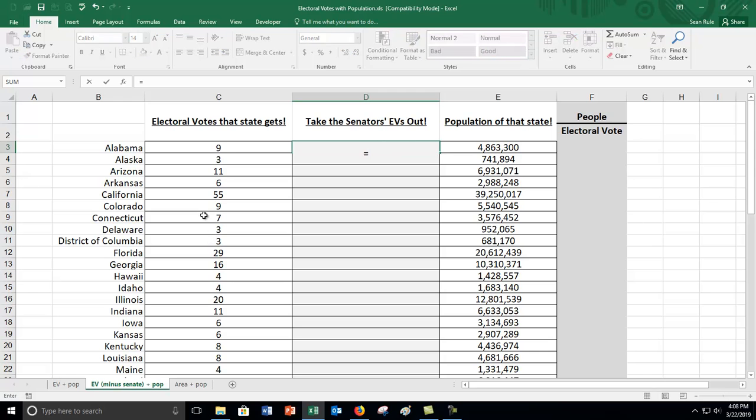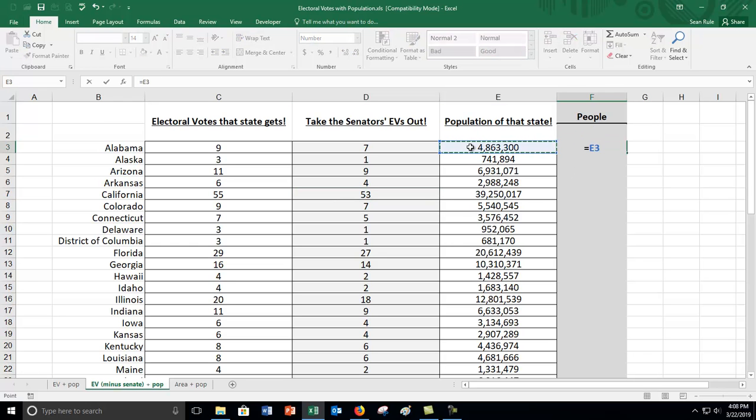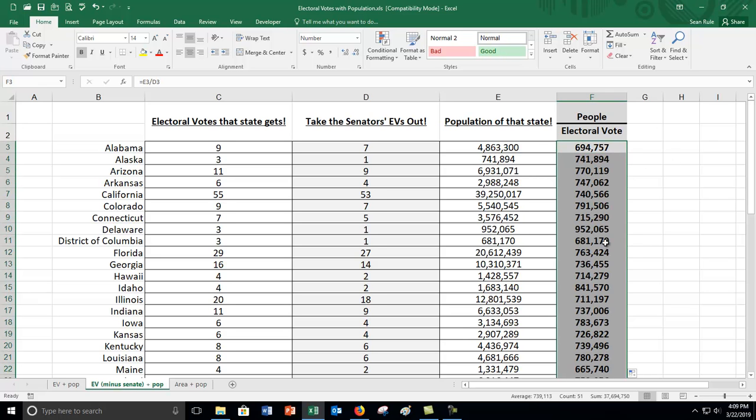So what I'm going to do is take each of the senators out, minus 2, and then drag that down. Okay? And then, instead of giving Alabama 9, I'm going to give Alabama 7. Instead of giving California 55, I'm going to give them 53, and so forth and so on. And then we're going to look at these numbers. So we're going to do the same exact math I did on the previous page, but we're going to use the reduced number of electoral votes.